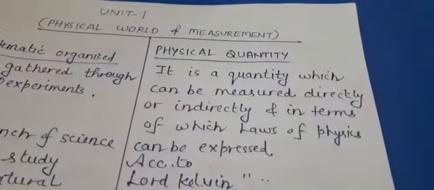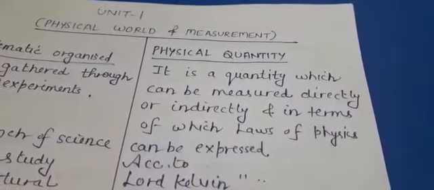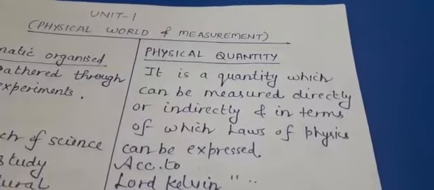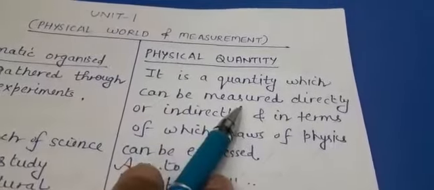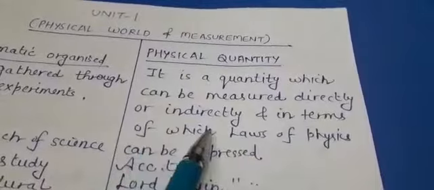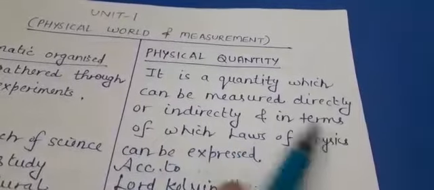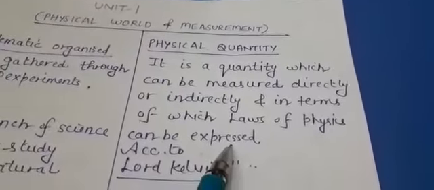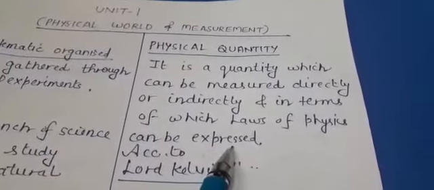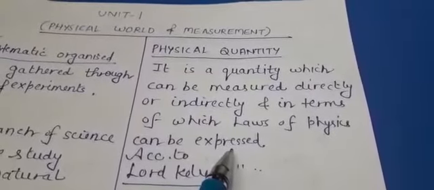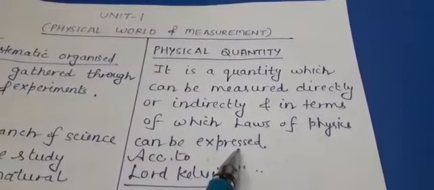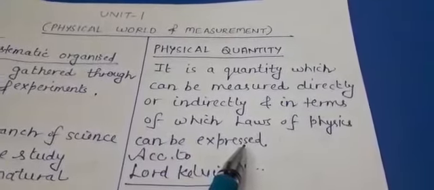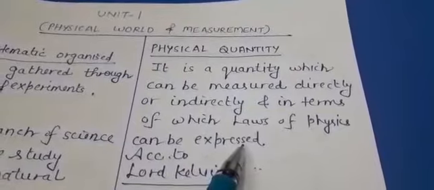Now, coming to the term physical quantity. Basically, what is a physical quantity? A quantity which can be measured directly or indirectly, and in terms of which the laws of physics can be expressed. So what is the meaning of measured directly or indirectly? As you are familiar, if you have to measure mass, length, time, you can simply measure it with the help of a measuring apparatus, an instrument.